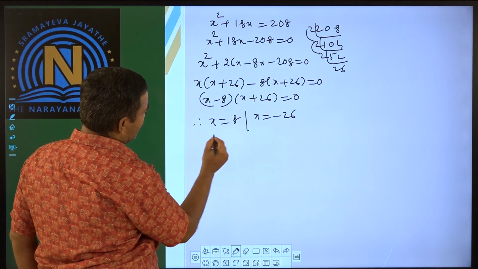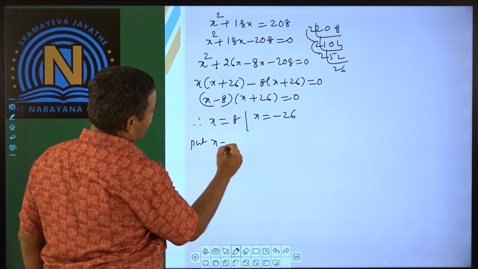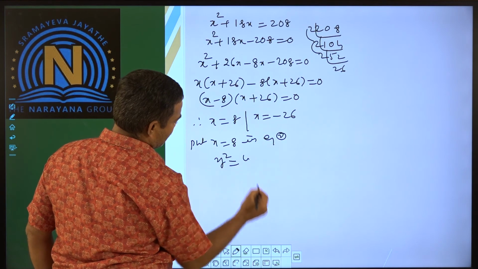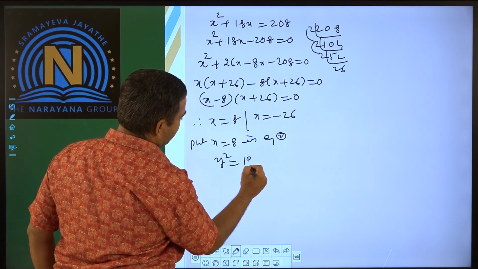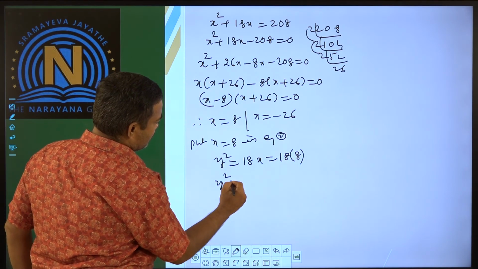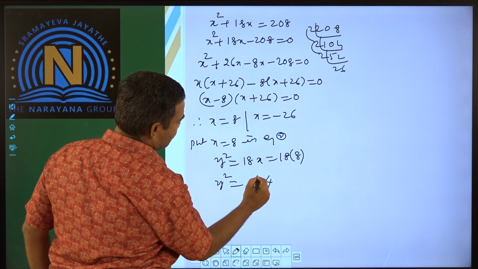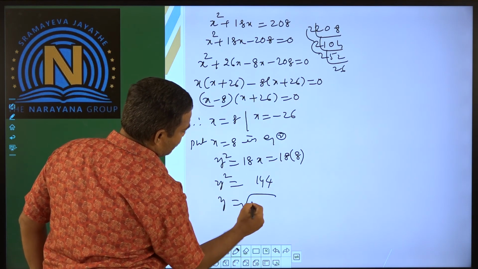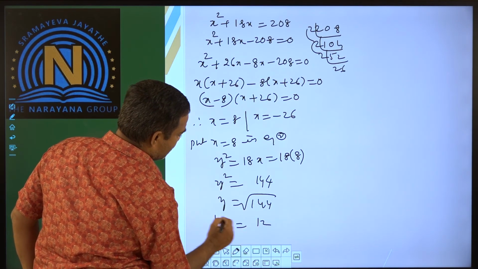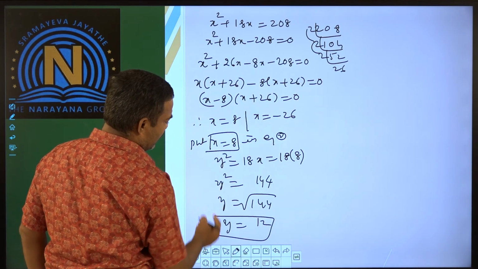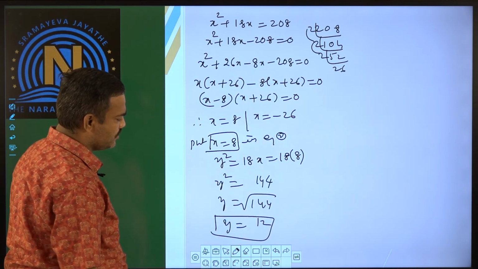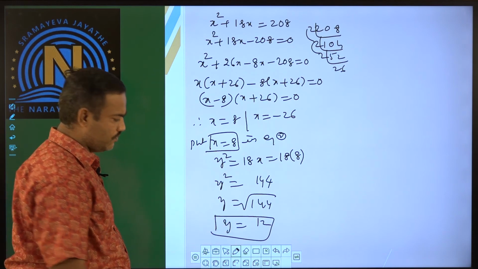From equation 2, substitute x is equal to 8 in equation 2, then y square is equal to 18 into x, means 18 into 8. So y square is equal to 144. y is equal to square root of 144, means y is equal to 12. So here x is equal to 8, then y is equal to 12. The numbers are positive, so we should take x is 8 and y is equal to 12.